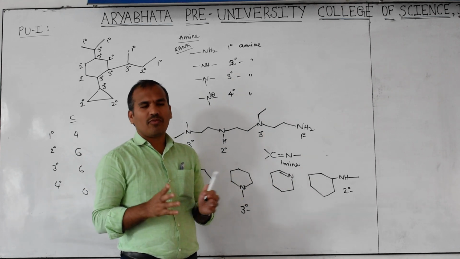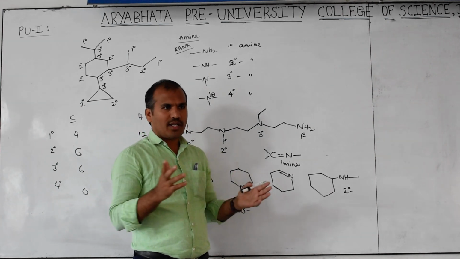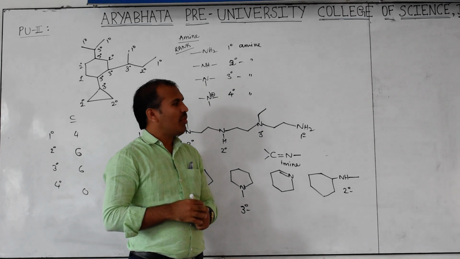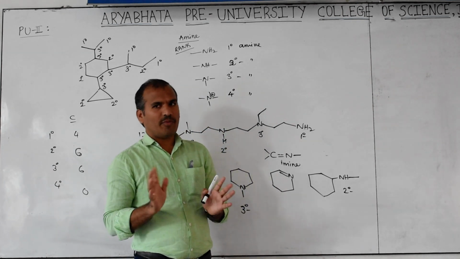Aromatic means what? It follows the Huckel rule, and it should be planar, cyclic and conjugated. Those rules we will discuss in the benzene chapter, not now. If I discuss that, it will take 2-3 hours, so I am not discussing that.